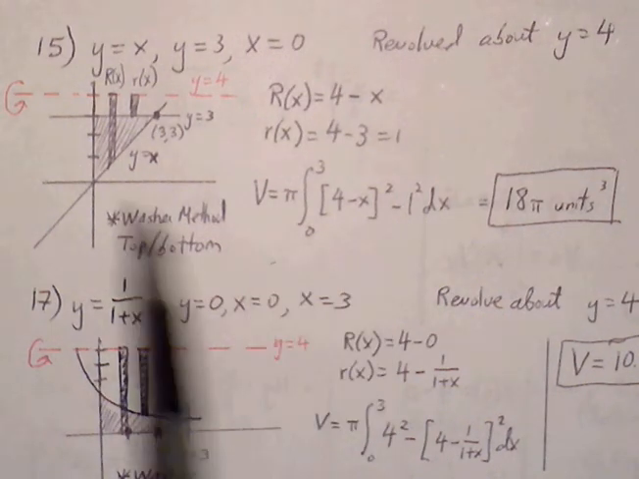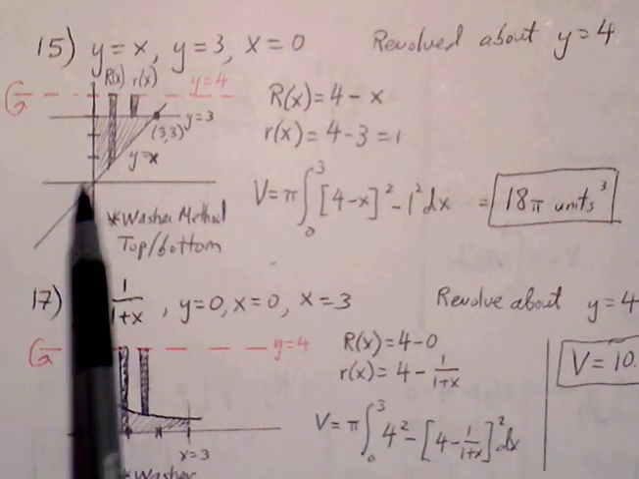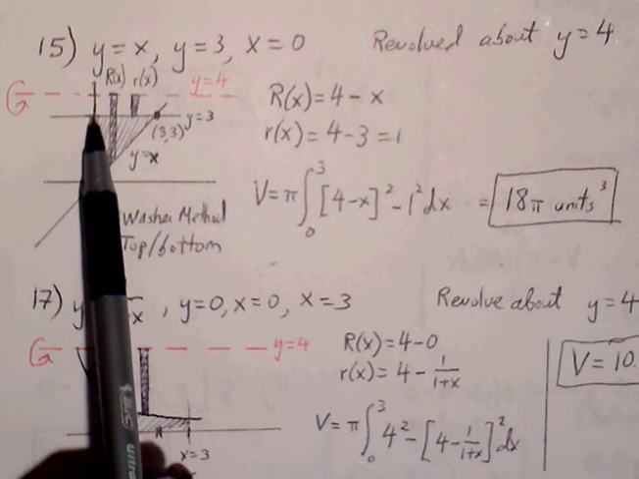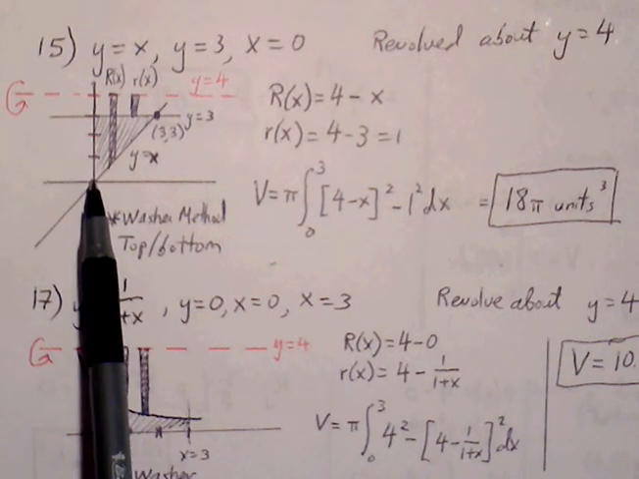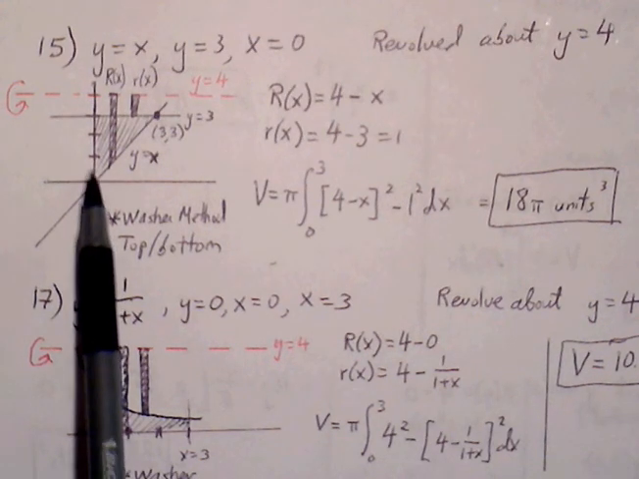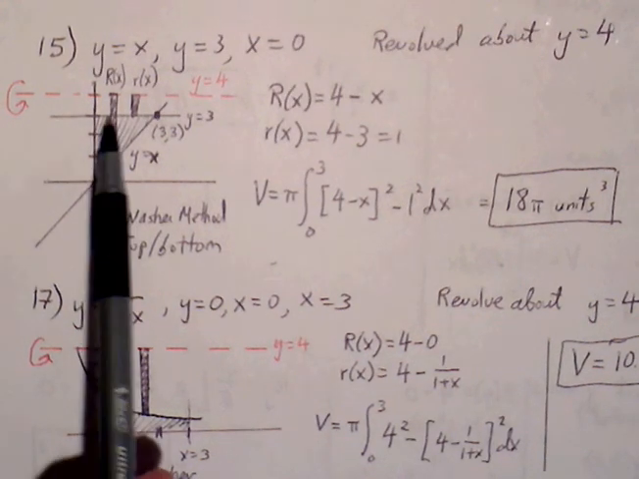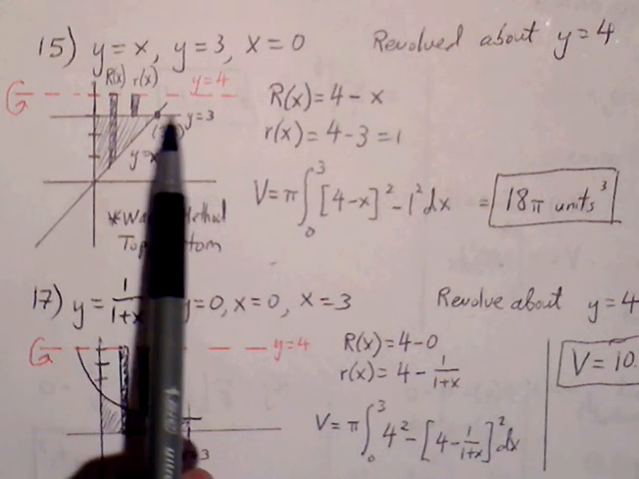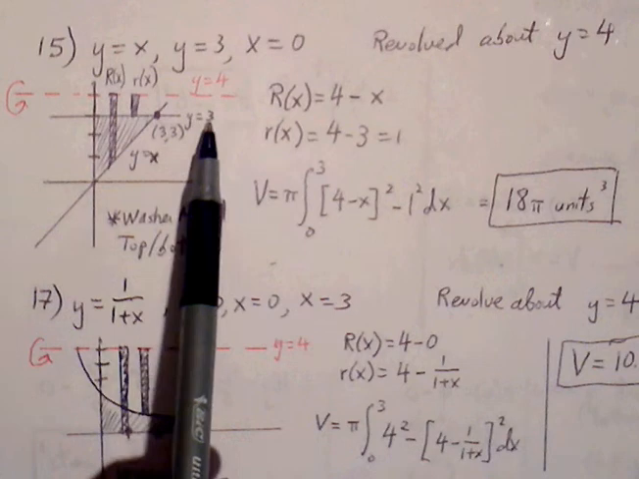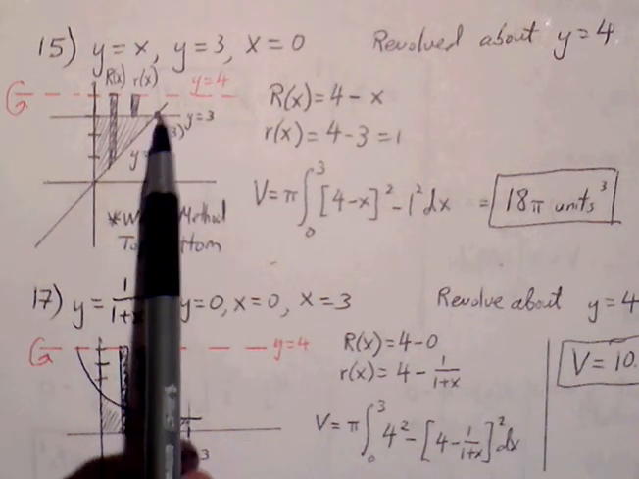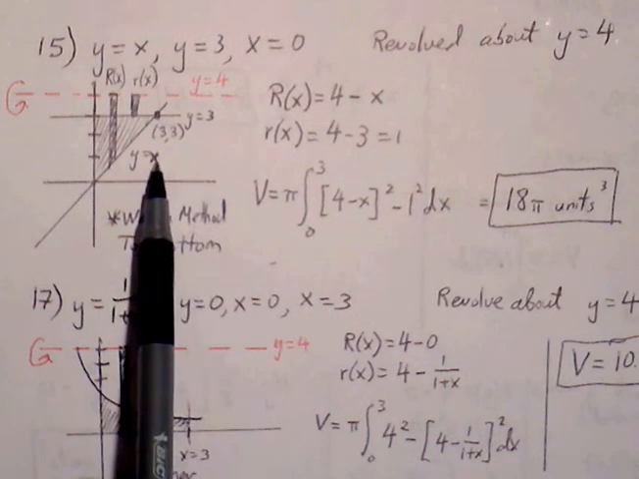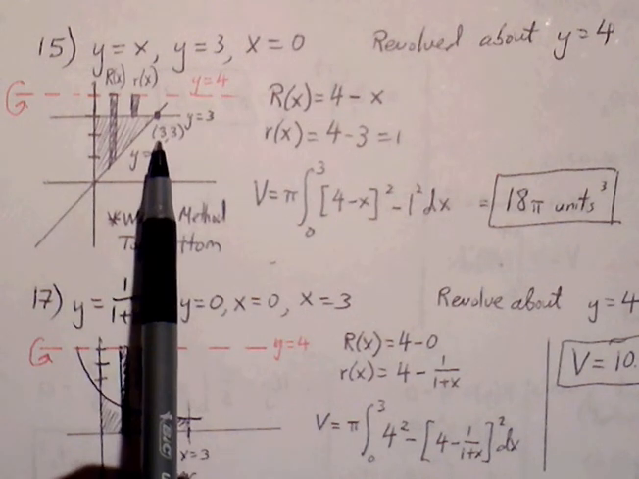One thing is we have to determine where the bounds are. We see that we're looking for our bounds in terms of x values. Here you see the x value is at 0. And here we see the y value is at 3. To find the x value, we have to set these equations equal to each other. So set x equal to 3. In this case, that's going to be the same number, so the x value is 3.